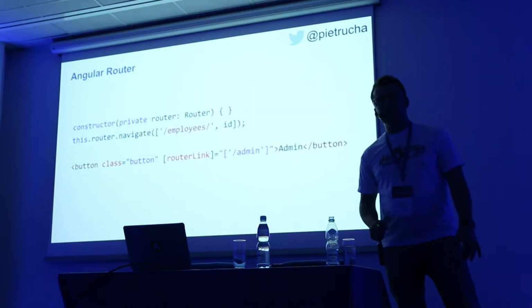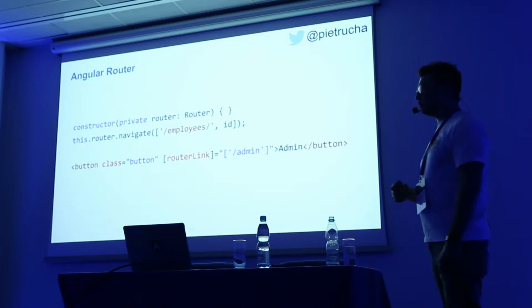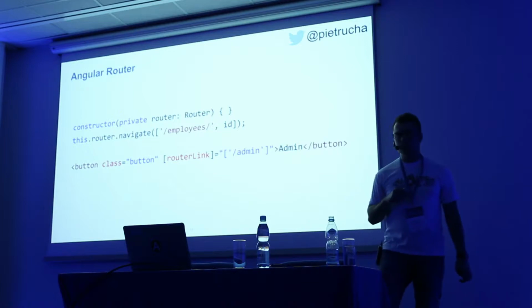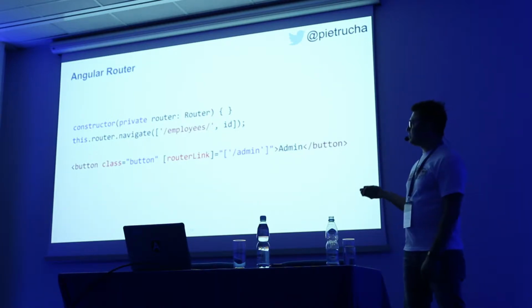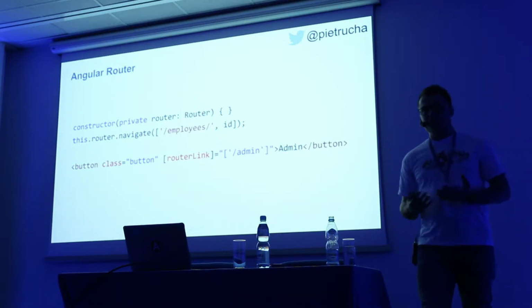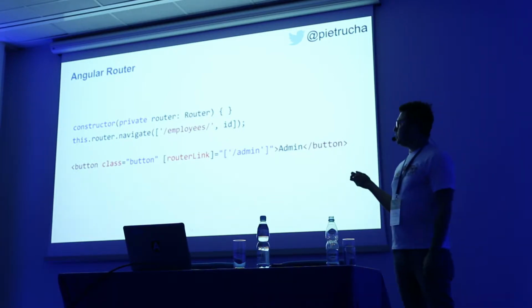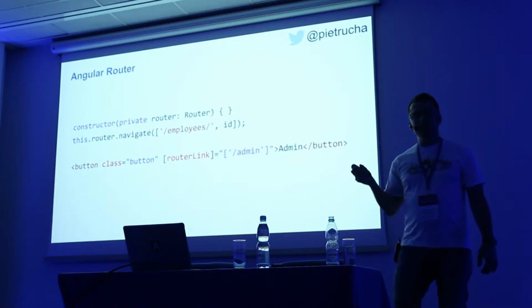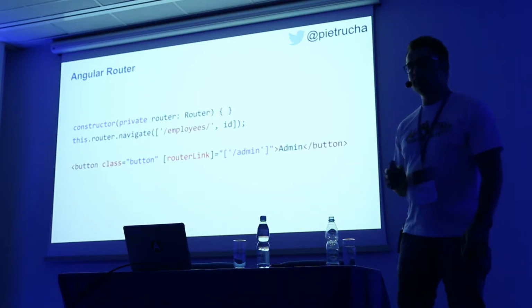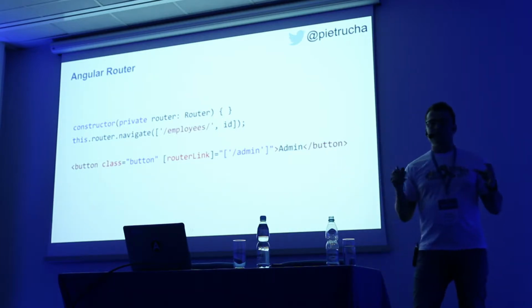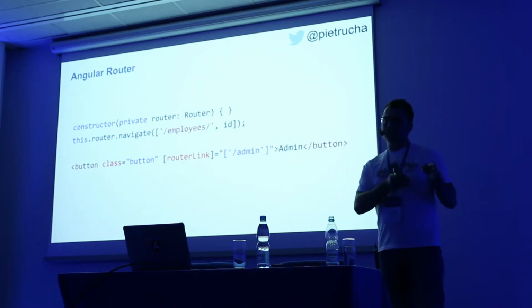There are two ways to navigate throughout the application. We can use an imperative or declarative approach. The imperative approach is this router navigate. Imperative in this meaning that we are using a function call. We need to inject a router, and then we have on this router a function, navigate. We pass an array, and each element of this array is a particular segment.